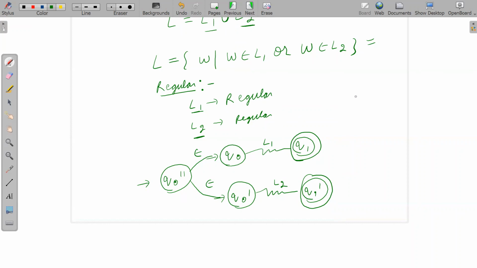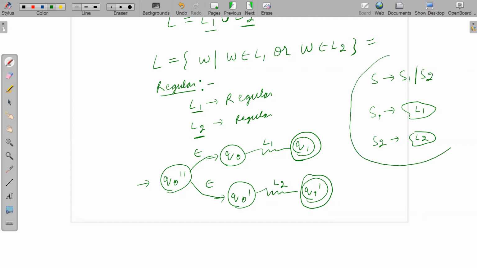And here is another very, very simple proof. A language is regular means there is a regular grammar generating it. S1 is the start symbol, which is used to generate L1. S2 is the start symbol, which is used to generate L2. Now just apply one more production: S implies S1 or S2. That's it. Now this entire grammar is regular.